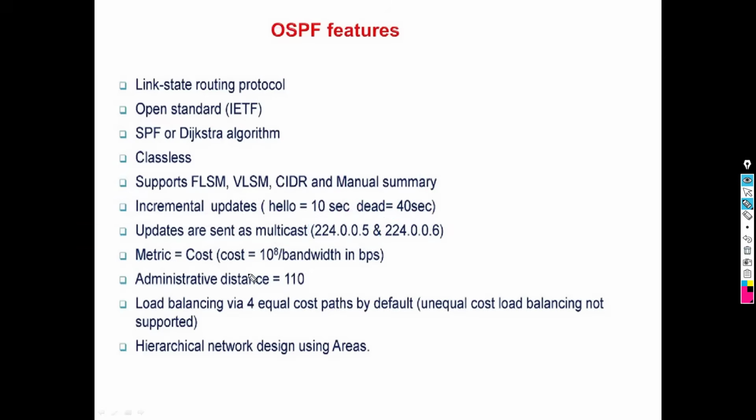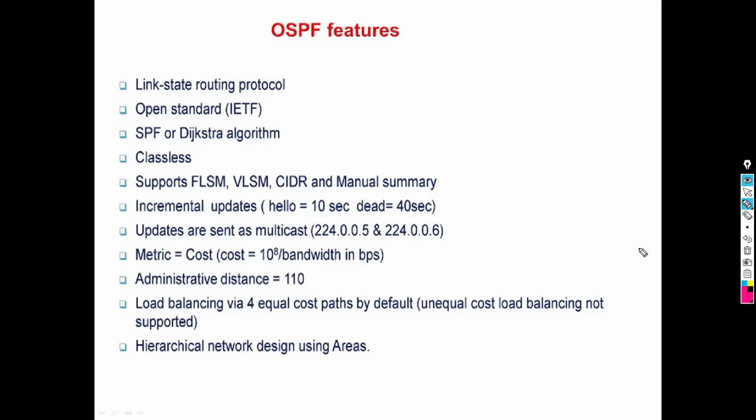OSPF metric calculation. OSPF works with bandwidth. EIGRP works with bandwidth. High bandwidth, least cost. Least cost, best route. OSPF administrative distance is 110. If you talk about static routing, the AD value is 1. RIP AD value, 120. EIGRP AD value, 90. OSPF AD value is 110.